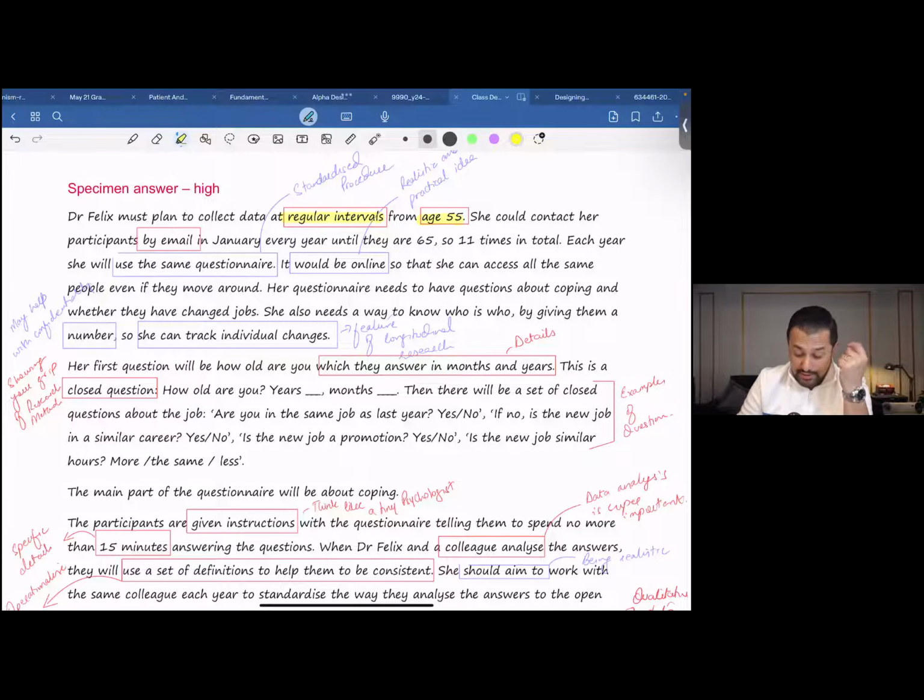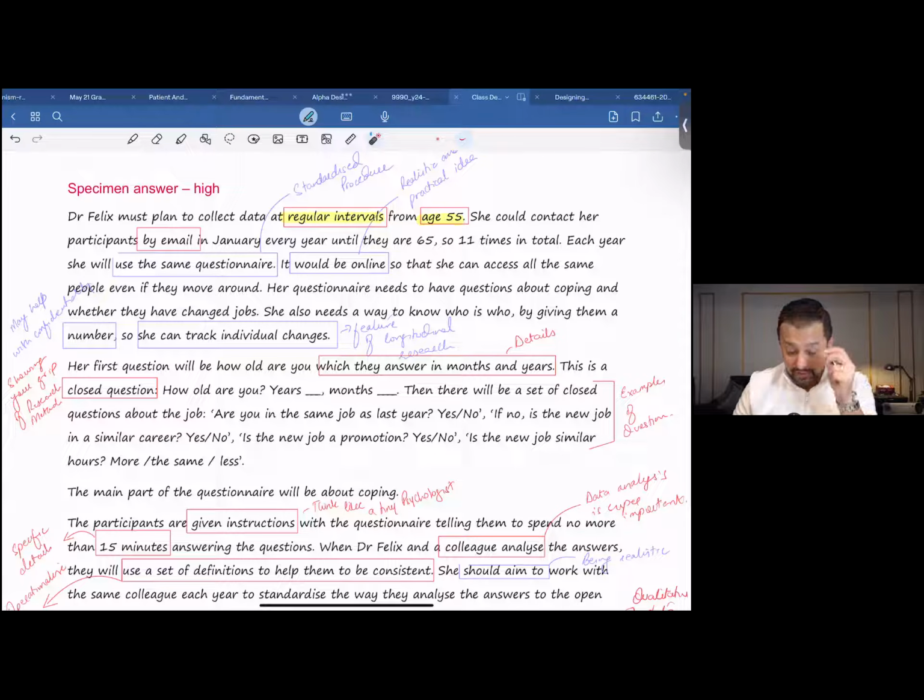She could contact her participants by email in January every year. Now, there's a boo-boo here. Not that the examiner would deduct marks for this, but at the same time you're not getting credit for it. Remember, the examiner had specified that you're not supposed to describe how the participants were being recontacted, and it was very specifically mentioned that they would be recontacted through telephone. So, she could contact her participants by email. Let's ignore it for now.